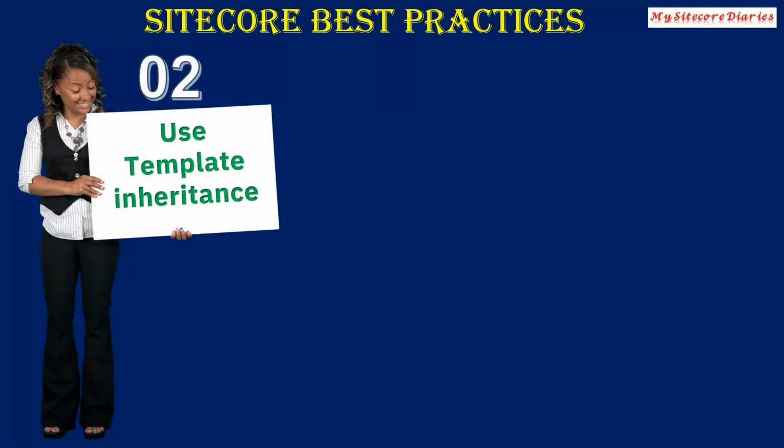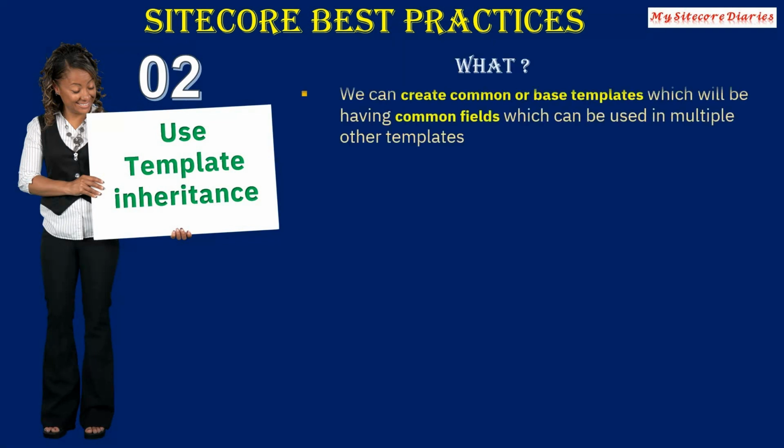The second one is to use template inheritance. So what is template inheritance? We can create a common or base template which will have common fields which can be used in multiple other templates. So you break down your multiple templates into one common template where you can find the common fields. You make that a base template and inherit it in other templates.